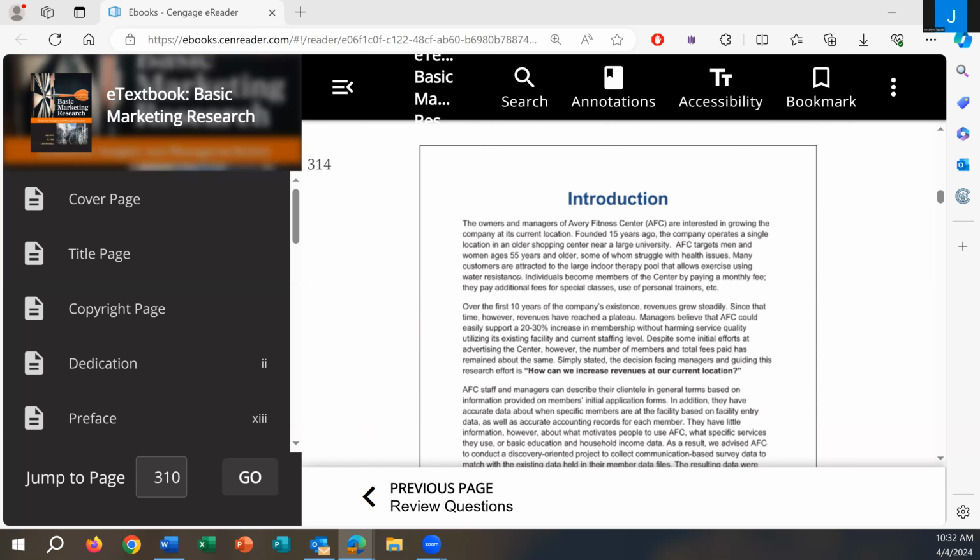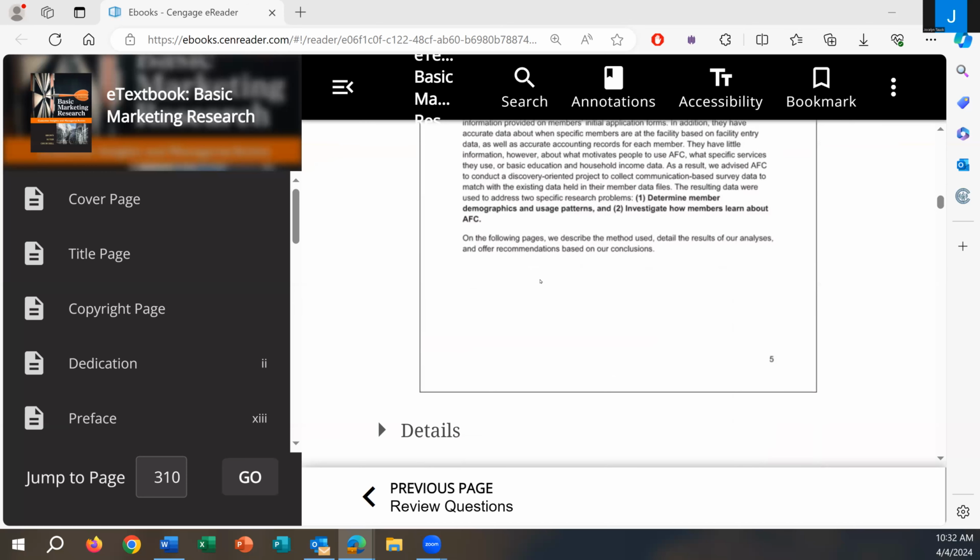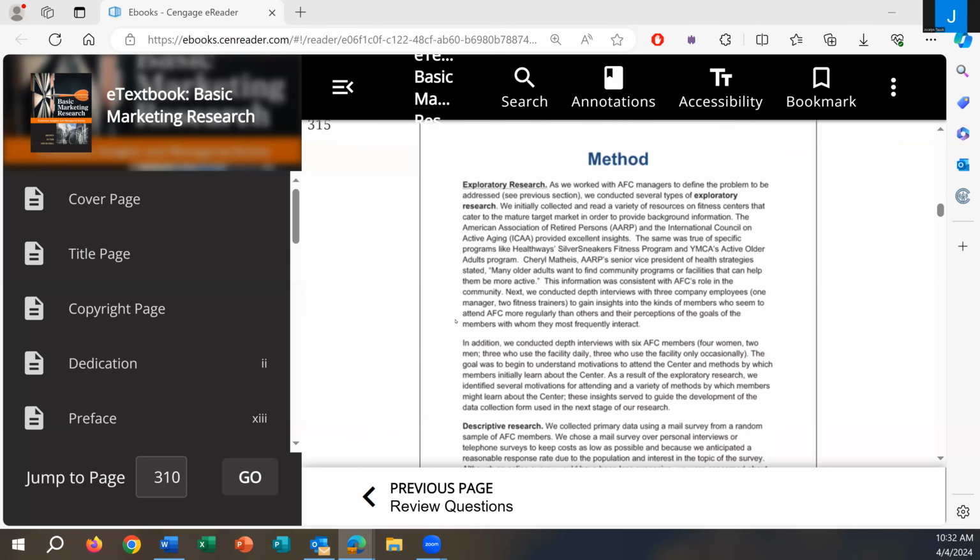The introduction, so introducing the Avery Center, background on it, when it was founded, things like that. Any pertinent information as far as the center is concerned. For your project, this would be a good area to put any exploratory research in. So research that was done about the subject that you were going to do your research on. And then we go into the methodology. This one uses exploratory research.